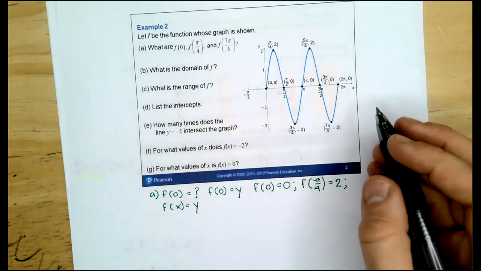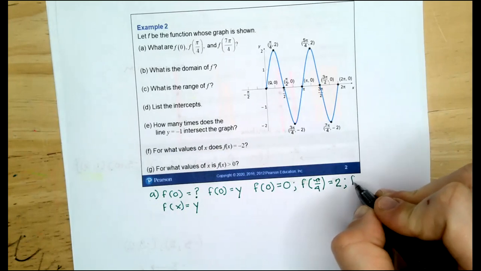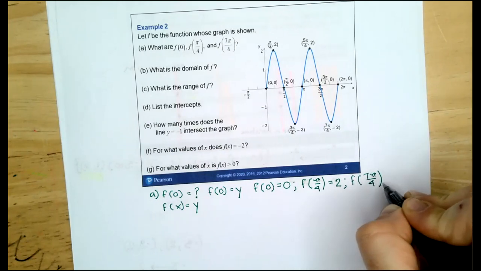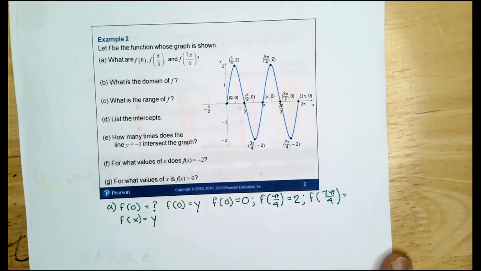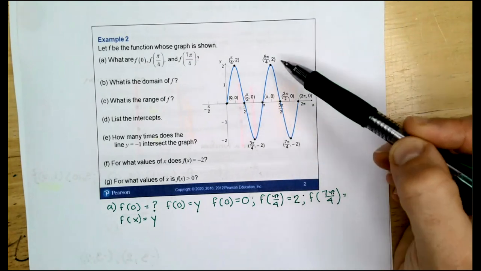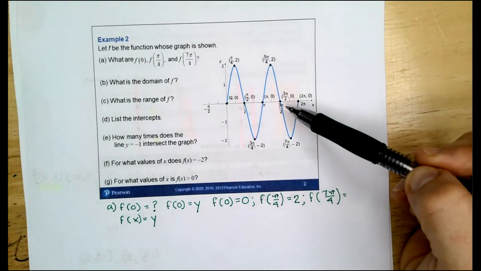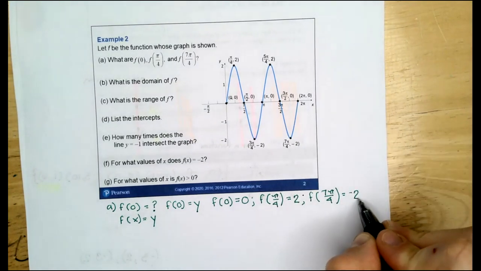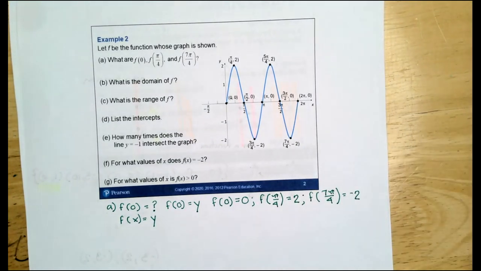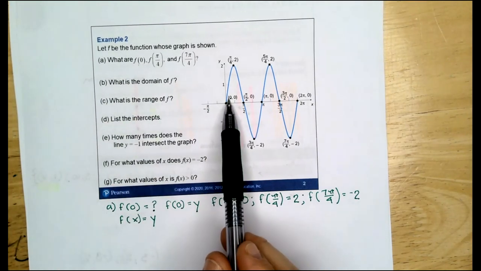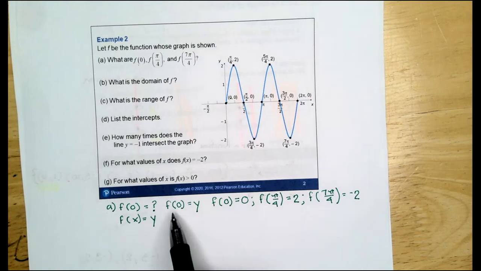What is f of 7 pi over 4? Just keep going. So f of 7 pi over 4 means that when x is equal to 7 pi over 4, what is our y value? So let's just keep going. We have 0, pi over 4, pi over 2, 3 pi over 4, 5 pi over 4, 3 pi over 2, 7 pi over 4, y is -2. Good? So that's all you're doing when they ask, what is f of 0? You just find x equals 0 and tell me what y is. F of 0 equals 0.